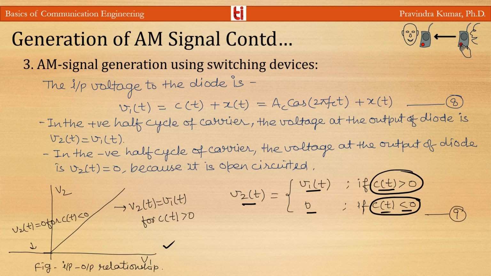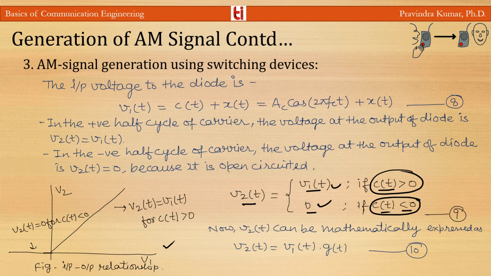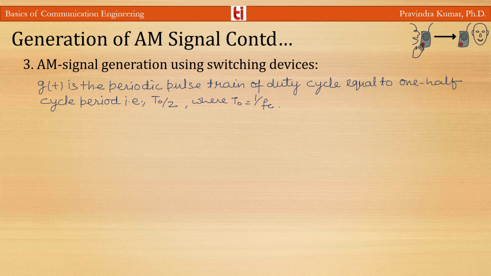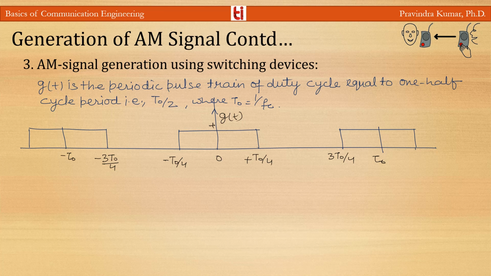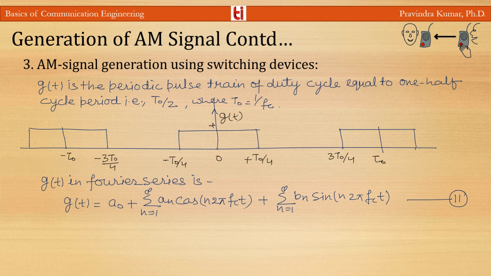So it varies from V1(t) to 0 with the frequency fc, the carrier frequency, and V2(t) can be mathematically expressed as V1(t) into g(t). g(t) here is the periodic pulse train, with a duty cycle equal to one half of the cycle period T0, where T0 is 1 by fc. And you can see this in the figure.